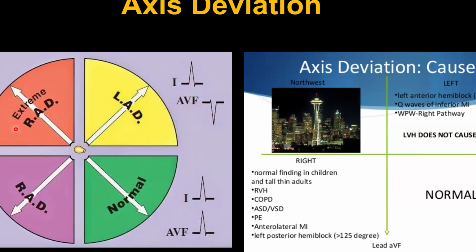And then there's this extreme right axis deviation, also called no man's land, negative in 1 and negative in AVF, or also called northwest axis. And to illustrate, this is a picture of the Seattle Space Needle.